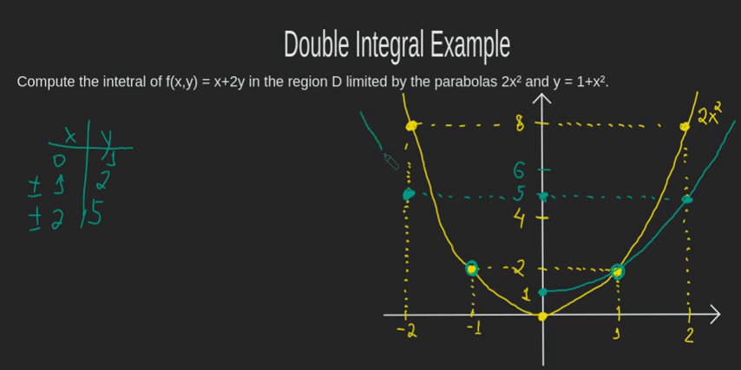Let me just make the same thing here for the left side. So here it is, more or less, the sketch of the graphic of this blue parabola, which is this one. Let me just put here the equation, 1 plus x squared. This is that parabola. So now let's see what is the region D that the exercise is telling us.